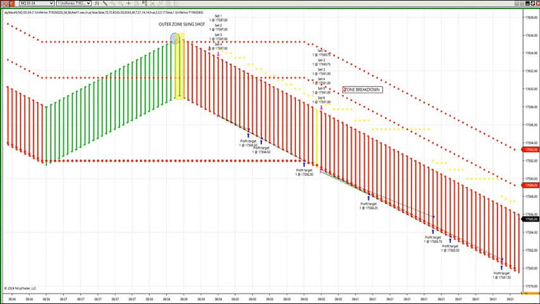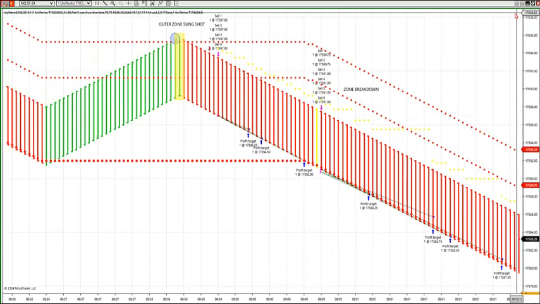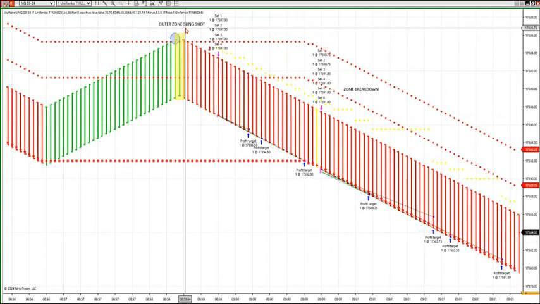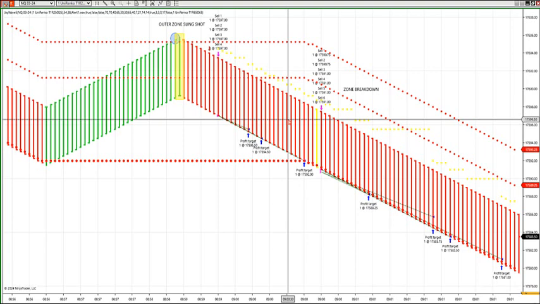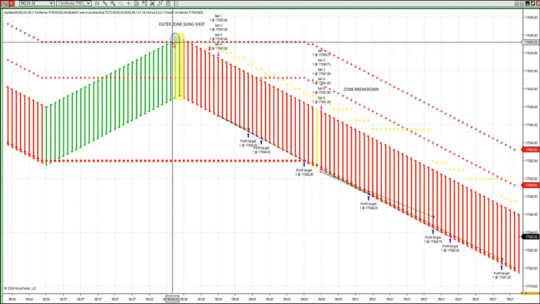Now, what did I just say earlier in the video? I said earlier in the video that there are only two setups you need to understand in the trade room. You need to understand these outer zone slingshots. You can run them separately from the zone breakdown. Well, what I say the best zone breakdown is, the best zone breakdown happens after an outer zone slingshot is running.